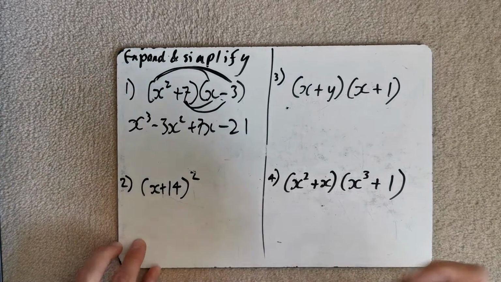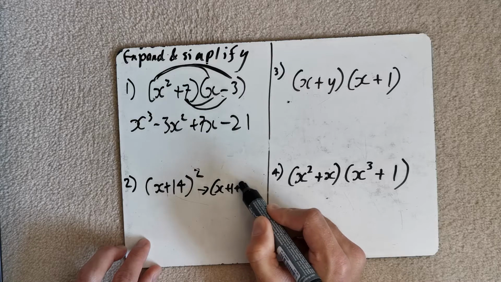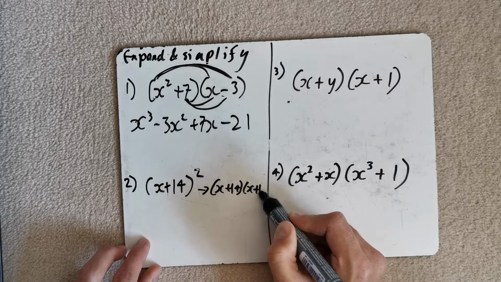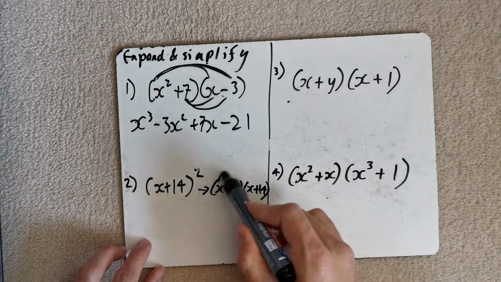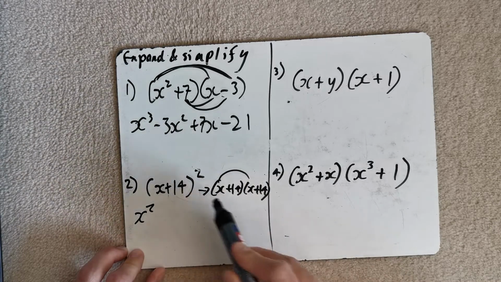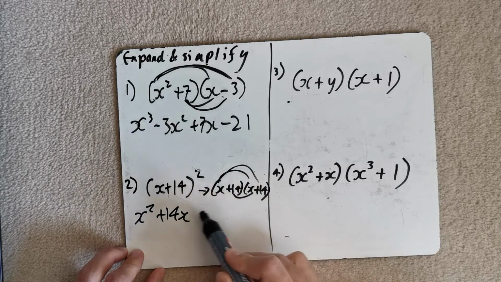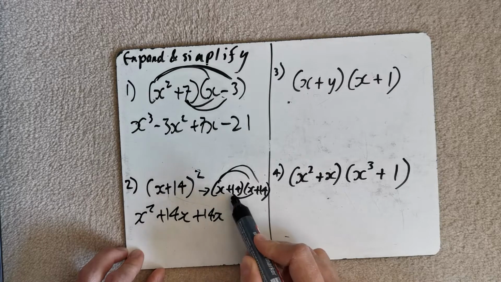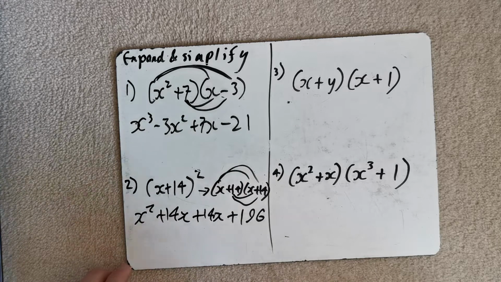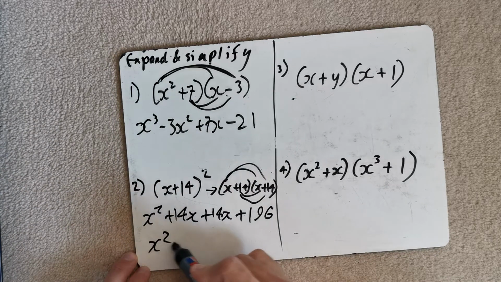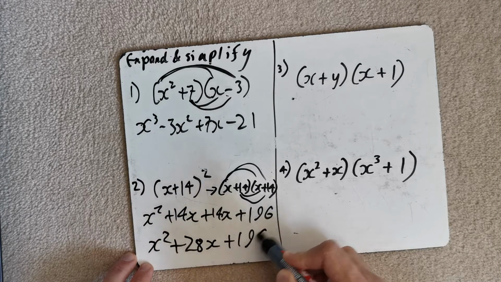Can't be done, okay? This one, again, I'm going to rewrite it as x plus 14 bracket, x plus 14 bracket. Okay, apologies for my handwriting. My handwriting does get messy when it's small. X times x, x squared, x times 14, 14x, 14 times x, 14x. 14 times 14 is 196. Yep. Simplify it, we'll get x squared plus 28x plus 196.